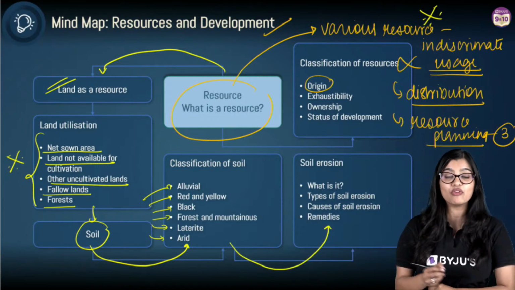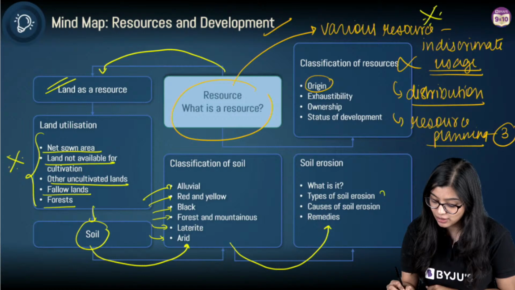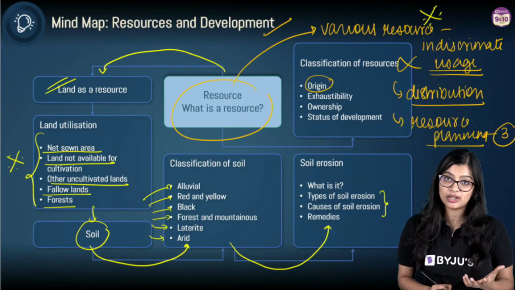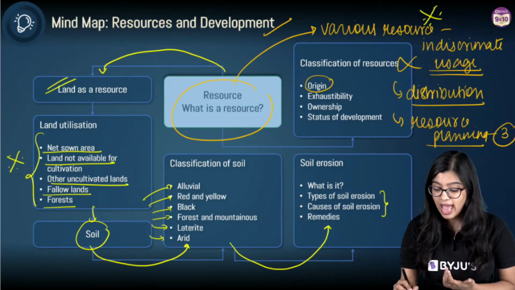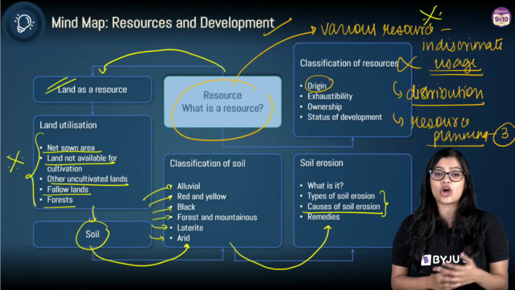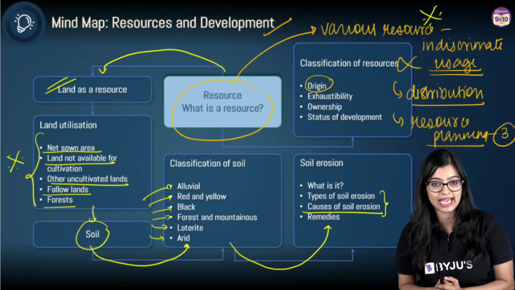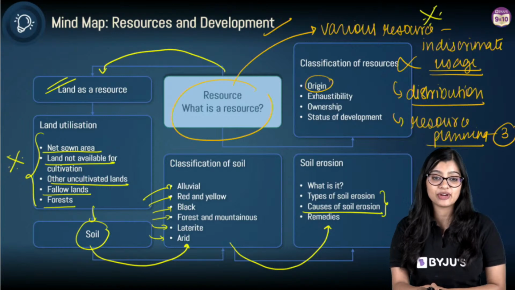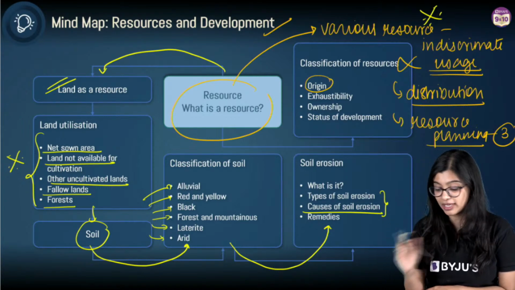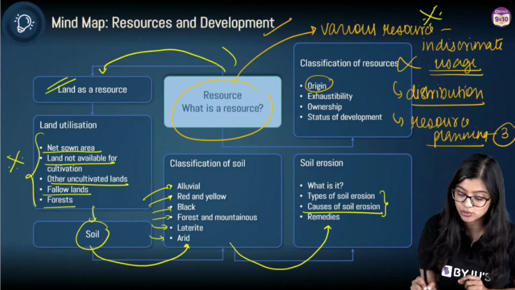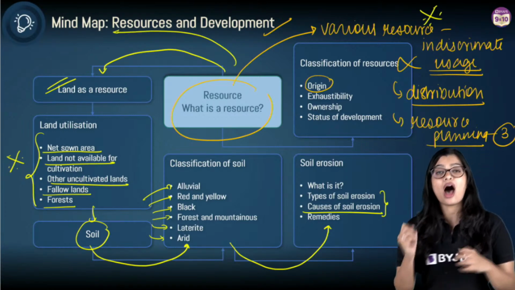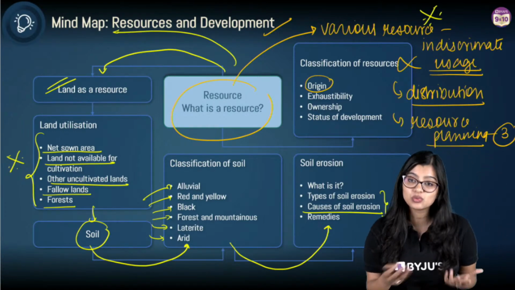Which is nothing but the removal of topsoil, which is why we know that there are different types of soil erosion like gully and sheet erosion, and how we can prevent soil erosion from happening. Yes? Now, of course, apart from this, one more topic that Ashwini reminded me, which I missed out in the flow chart, is how we can use resources wisely.